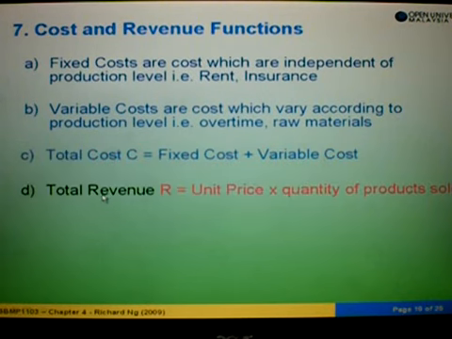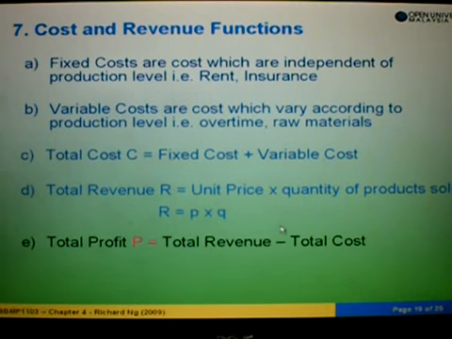Okay, next, revenue means, right, we take the selling price times quantity of products sold. Right, the unit price refers to the selling price of 1 unit of the product times the quantity. Okay, which is R equals P times Q. Alright, and finally we have total profit. So profit P equals revenue minus cost. Okay, so we can write as P equals R minus C, where C is the cost, R is the revenue.